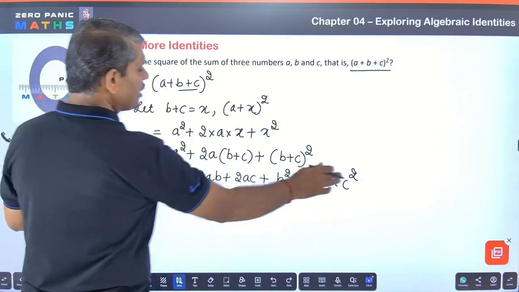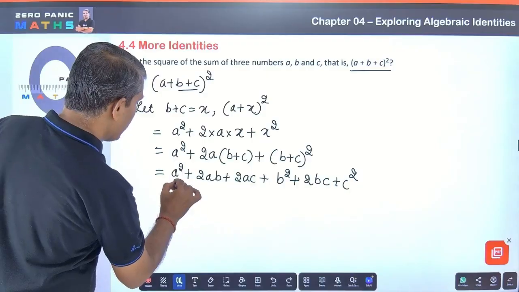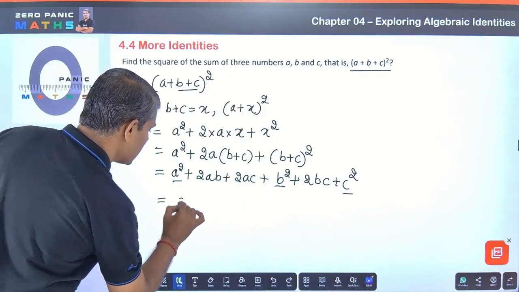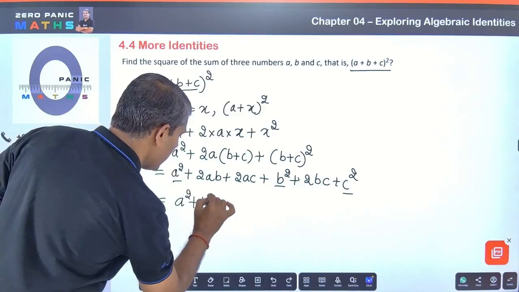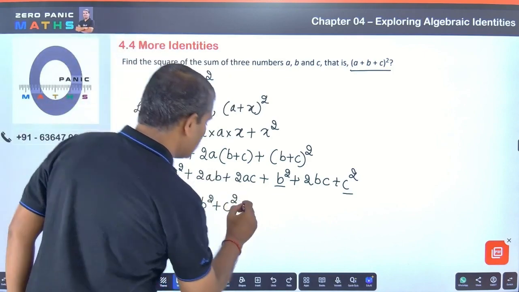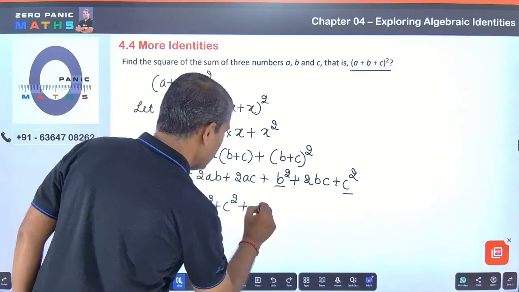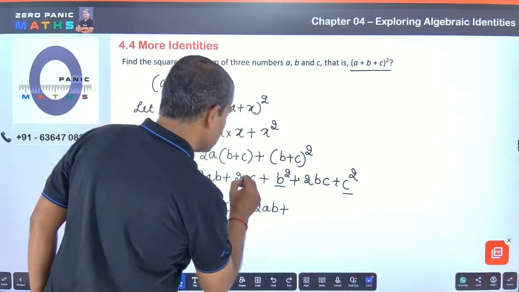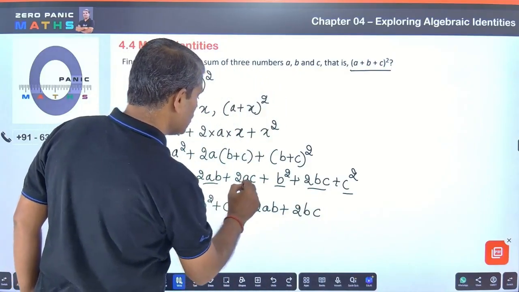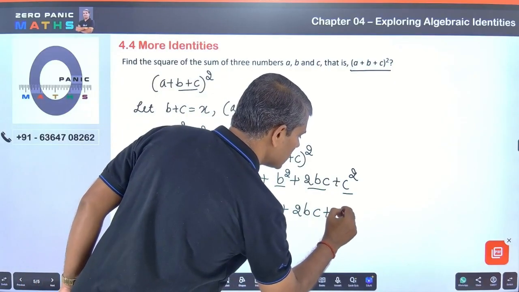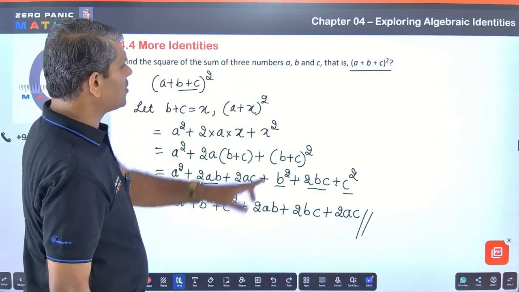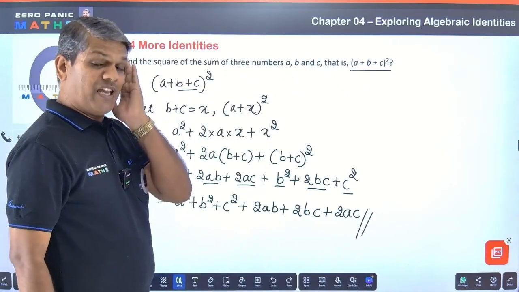Now all are expanded. We have to group together the square terms: a square plus b square plus c square. Now write the products taken two at a time: 2ab plus 2bc, and finally 2ac, or 2ca, you can write either. So this is the expanded version of the identity (a plus b plus c) whole square.